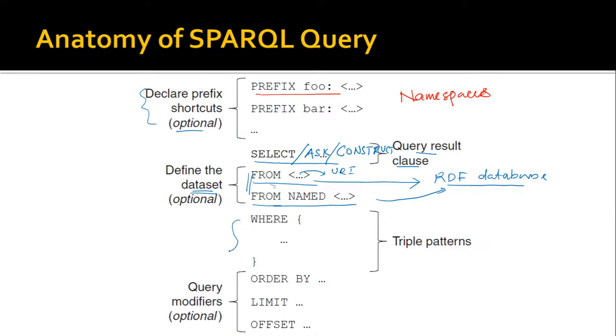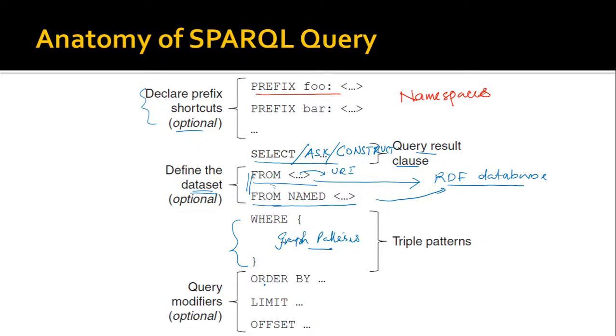But this WHERE clause is mandatory. This WHERE clause contains the graph patterns, or the triple patterns. So this is the core of a SPARQL query. All your requirements have to be specified here, right? So that's why it is mandatory. And we'll see different kinds of patterns. We'll be playing with different kinds of patterns, right?